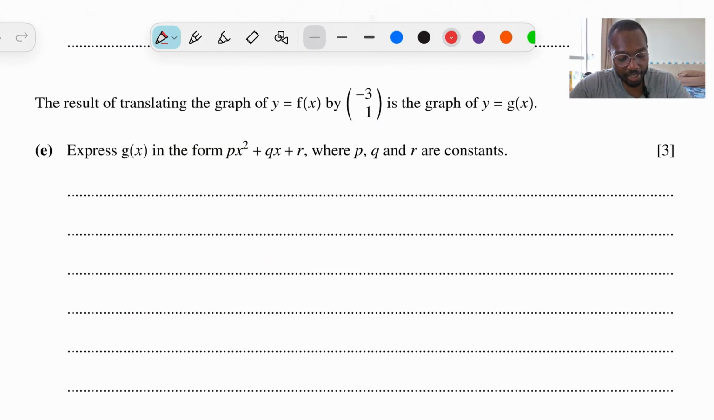Okay, and for part E now, we have that the result of translating the graph of y equals f of x by minus 3, 1 is the graph of y equals g of x.